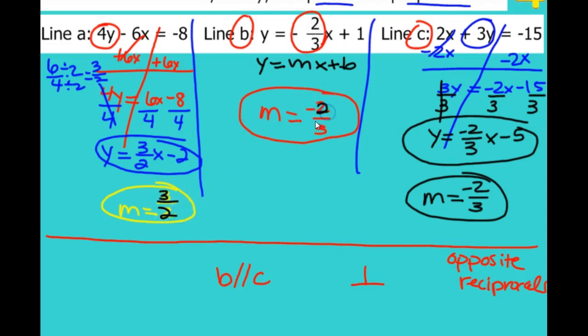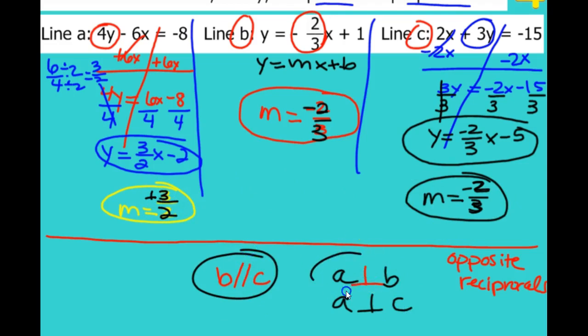This is 2 over 3. Well, guess what? This one is also 2 over 3. They're both reciprocals of line A. A is positive, B is negative. A is positive, C is negative. So A and B are perpendicular, 3 over 2, 2 over 3, and negative, positive. But line A is also perpendicular to line C, negative, positive, 3 over 2, 2 over 3. So we really have 3 answers that we would need to write down for this question.